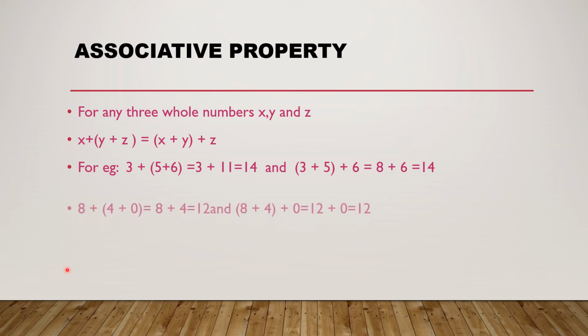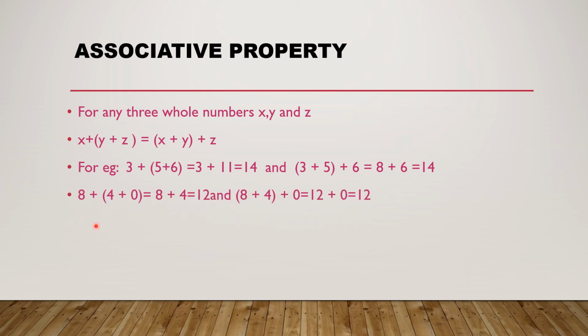Let us see another example. Now we are taking three whole numbers 8, 4 and 0. We form a group of 4 and 0, then we add it with 8. We get the result as 8. And then we add it with 4, which is equal to 12. In the next case, we form a group of 4 and 8 and then add it with 0. 4 plus 8 is equal to 12 and 12 plus 0 is equal to 12. Let us see the next property.